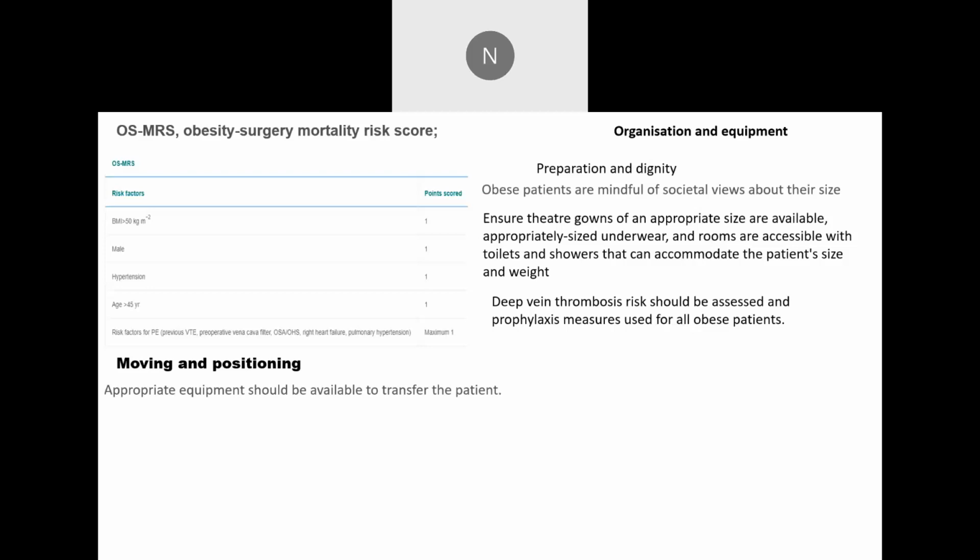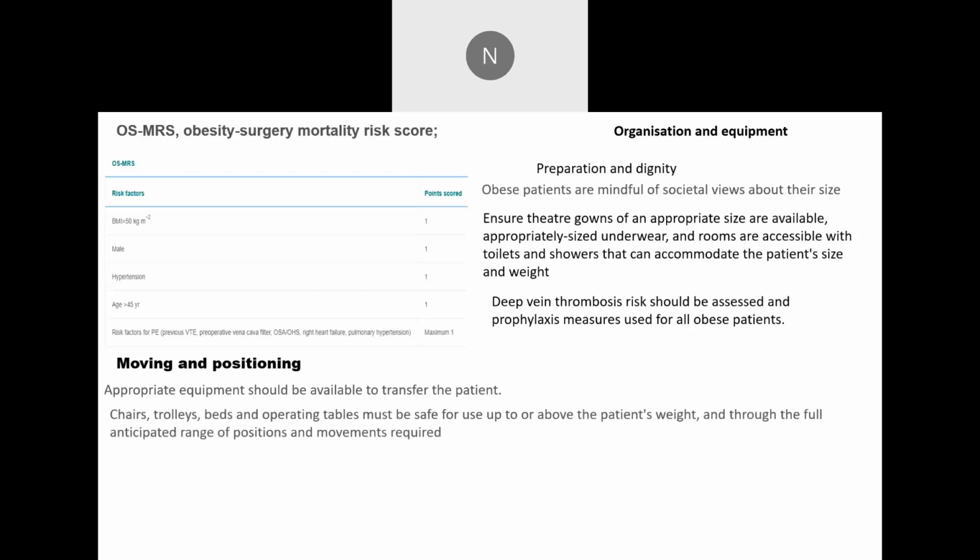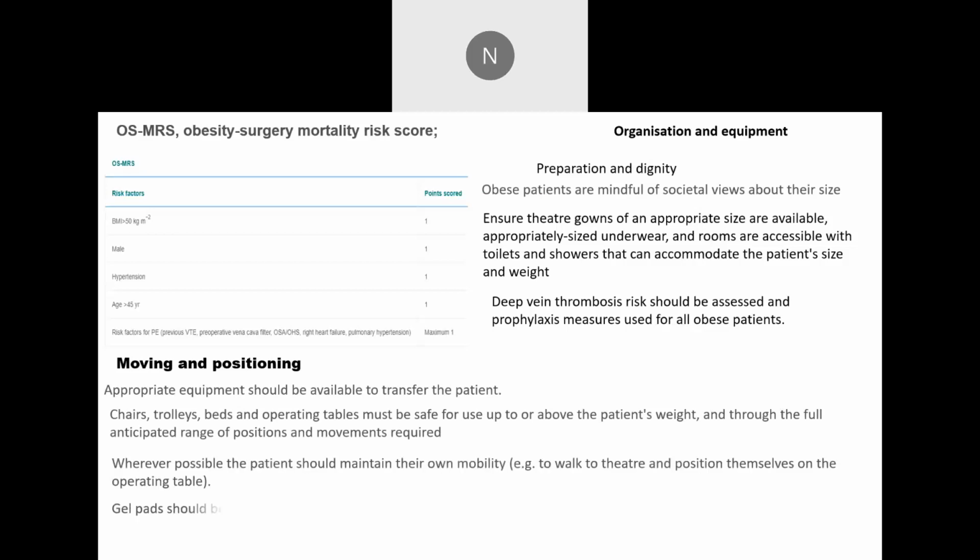Moving and positioning the patient, you must have appropriate equipment to be able to transfer the patient. So you must use appropriate size wheelchair or trolleys or bed. And whenever possible, patients should maintain their mobility. They can walk to the theater and position themselves on the operating table if the OT is nearby. And gel pads should be used to protect pressure points, especially in long duration surgeries. They may develop a pressure sore. So all pressure points should be properly protected.